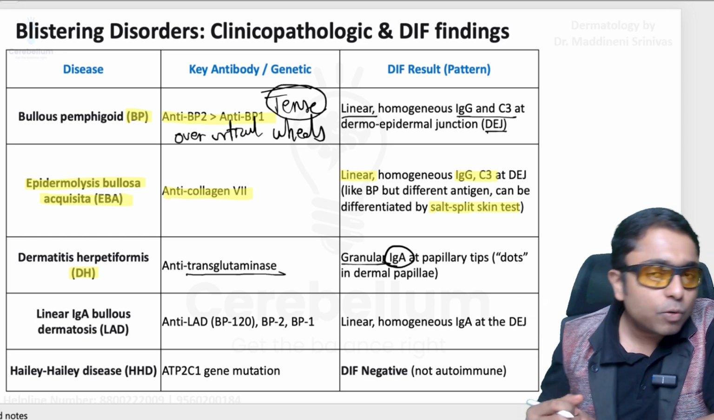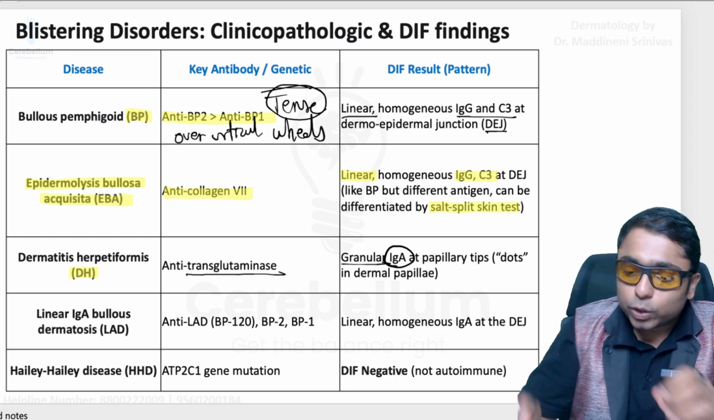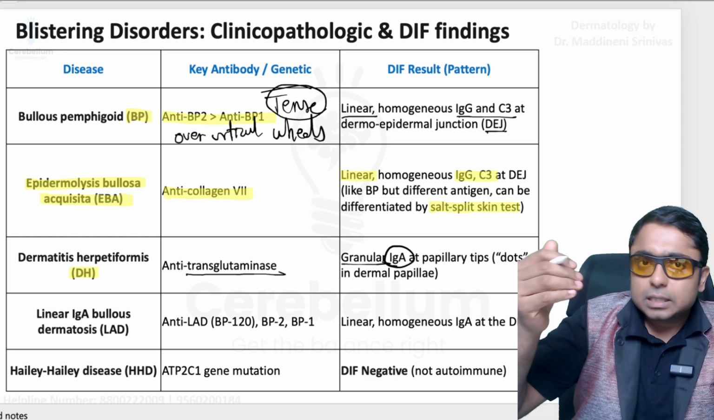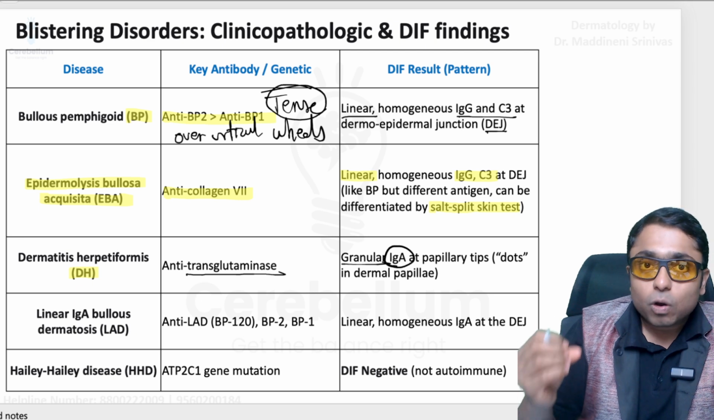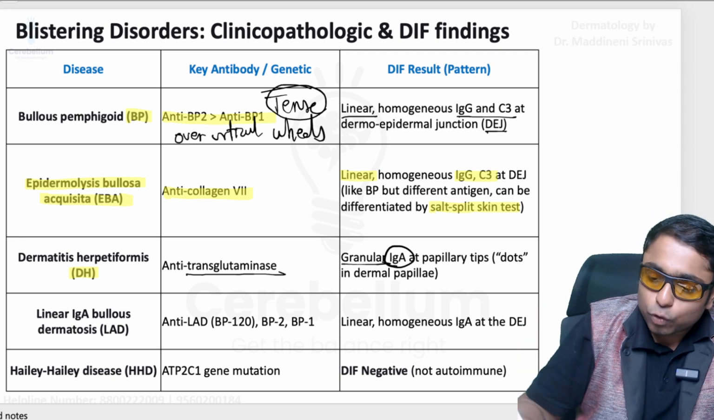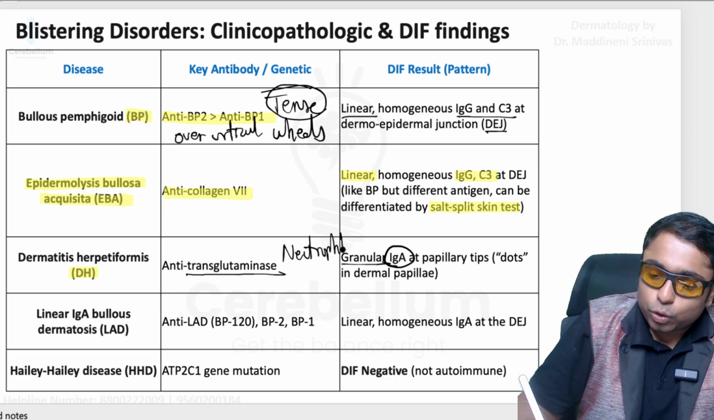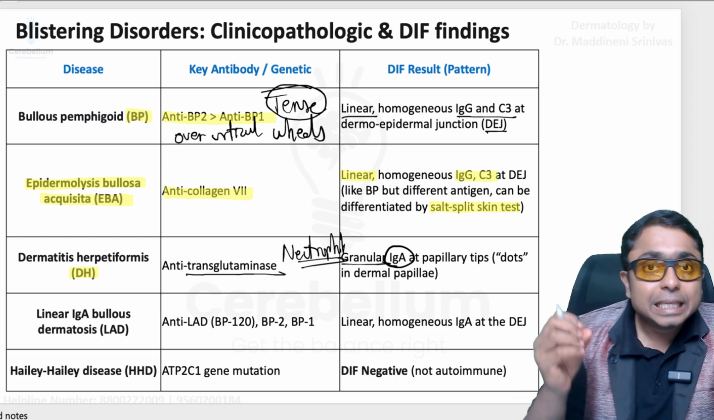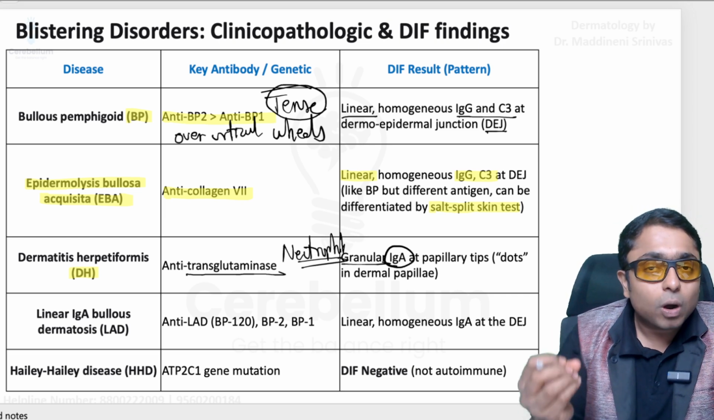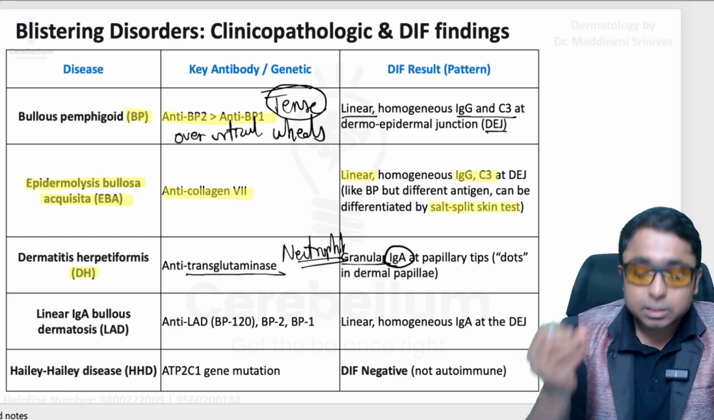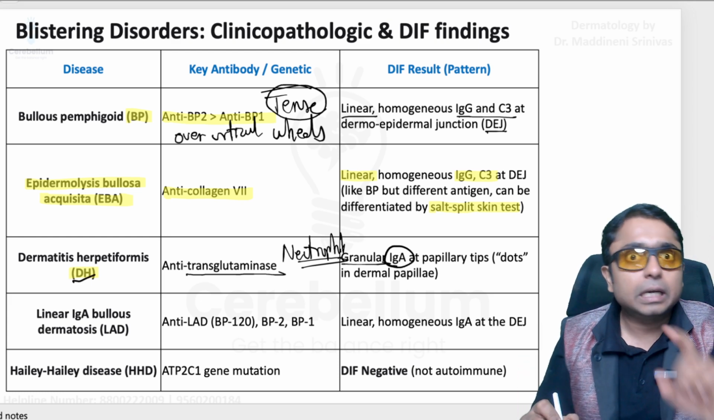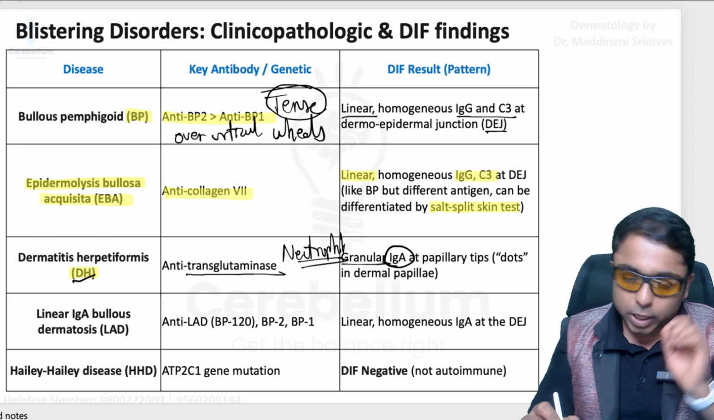So in the biopsy, what are we going to see? Biopsy is going to reveal the presence of the subepidermal blister, no doubt, but we are also going to see the presence of the neutrophils. So neutrophils will be present in the papillary tips. So this is called papillary tip microabscess, which is very classical of dermatitis herpetiformis. Remember, these are the important points.